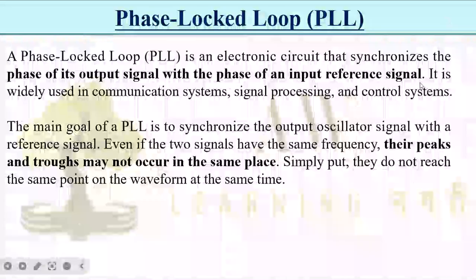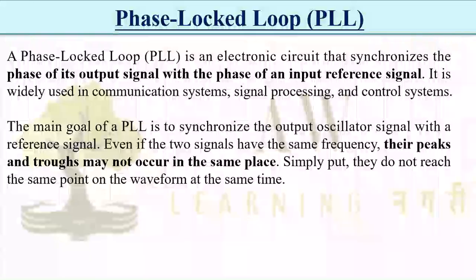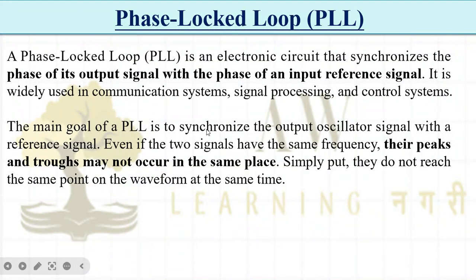Okay, it is widely used in communication systems, signal processing and control systems. So there are various applications in power electronics. Also we will use it in power systems. Also the phase lock loop is a block we will generally use. The main goal of the PLL is to synchronize the output oscillator signal with the reference signal. So we are going to provide some reference signal and we want our output signal to be just the same as the reference signal. It should be in synchronism.